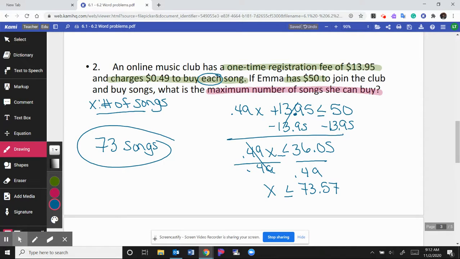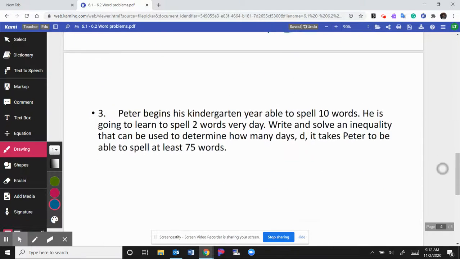All right, because of this less than symbol, I don't have enough money to buy 74 songs. That would mean I'd be spending over $50. So this way I'm buying 73 songs, and I would end up having just a little bit of money left over. All right, moving on to the next one.